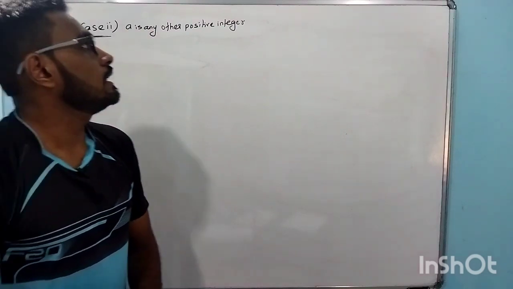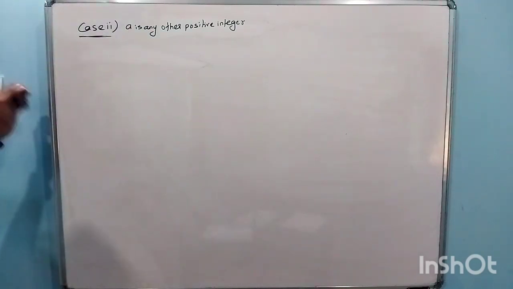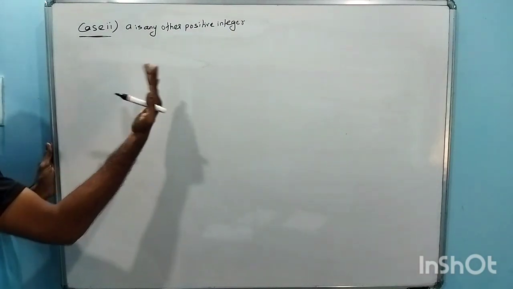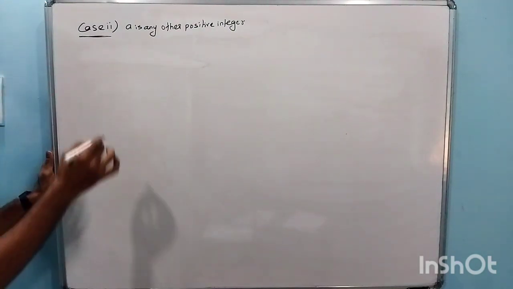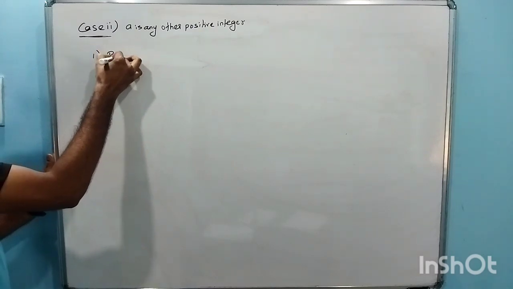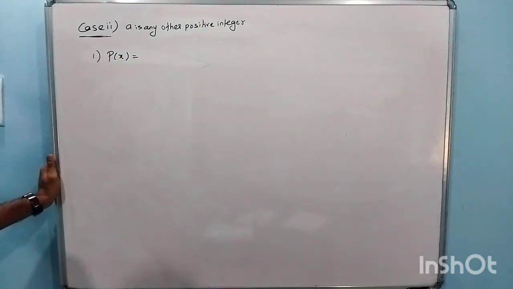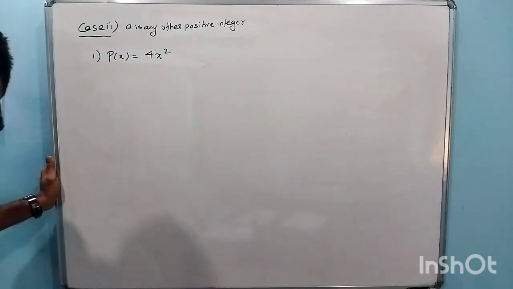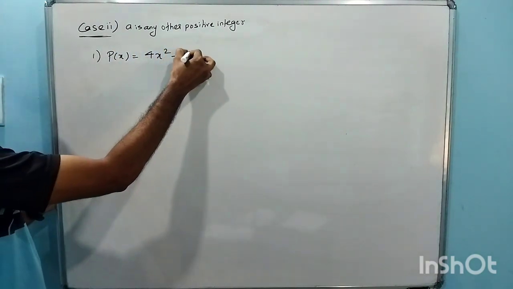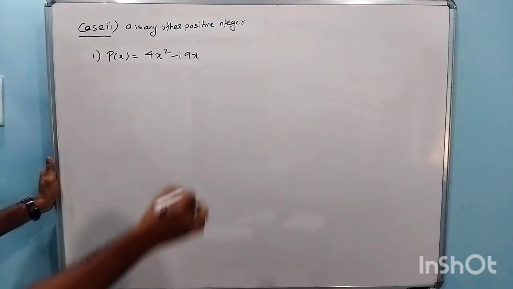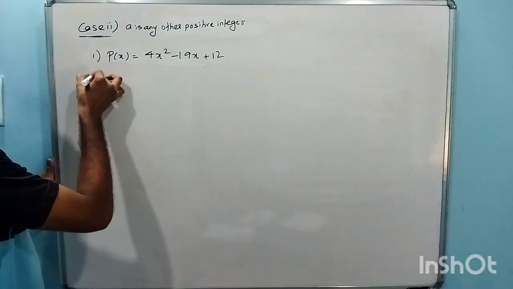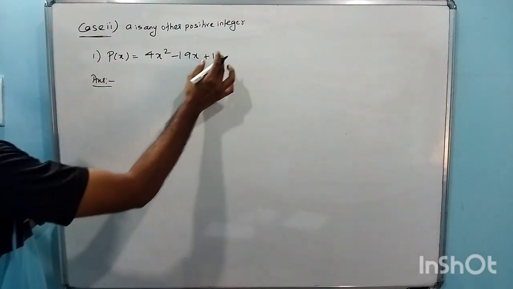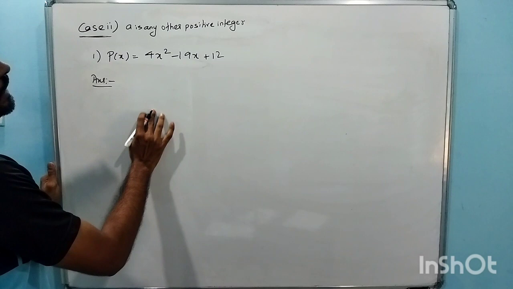Case 2, if a is any other positive integer, means other than 1, if the coefficient of x square is other than 1. Okay, if it is negative, just take the negative sign common out. Okay, so first one, p of x is equal to 4x square minus 19x plus 12. Okay, so first thing, we multiply this 12 and 4 first.